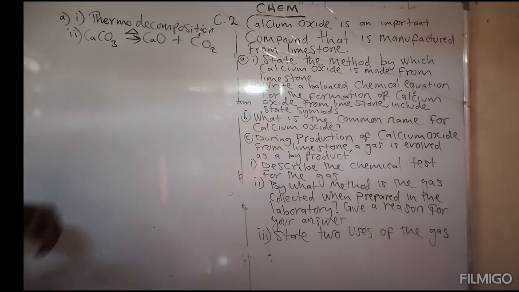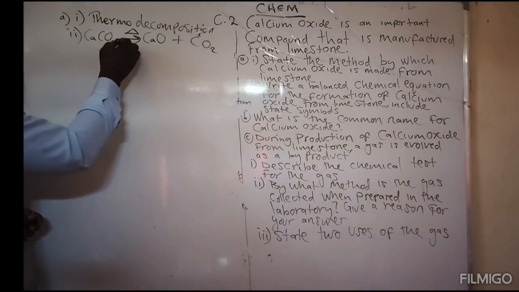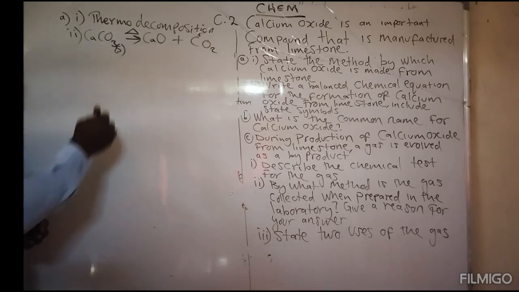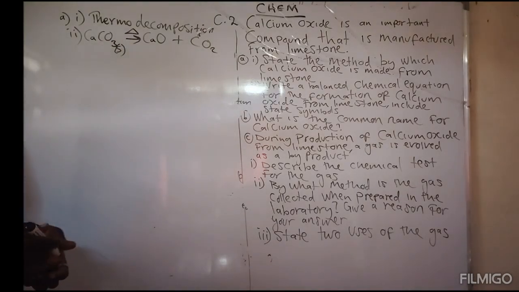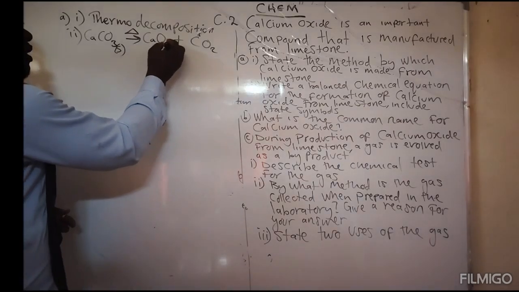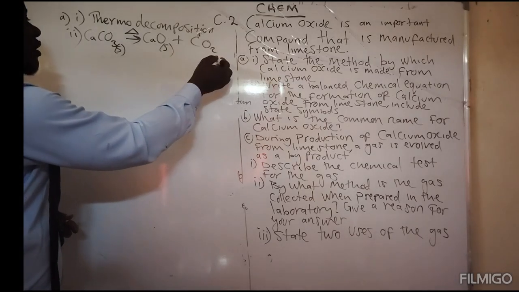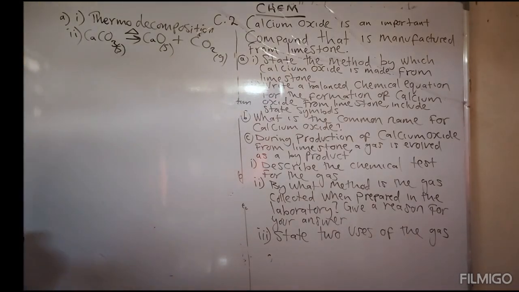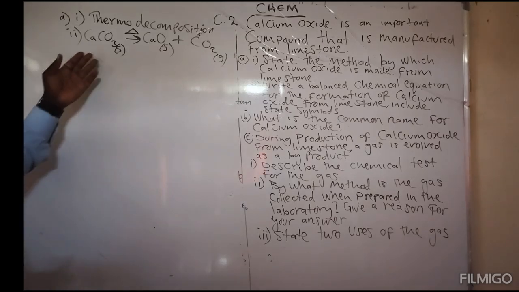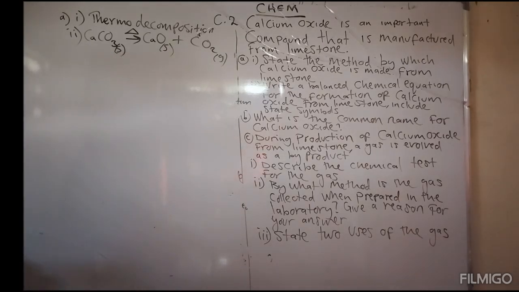State symbols: calcium carbonate is slightly soluble in water. In short, it doesn't even dissolve in water. Anything which does not dissolve in water is solid. Then again, calcium oxide is also solid. Carbon dioxide is a gas. If you check, here it's even balanced, so no need for you to start balancing. So done with A2 there.